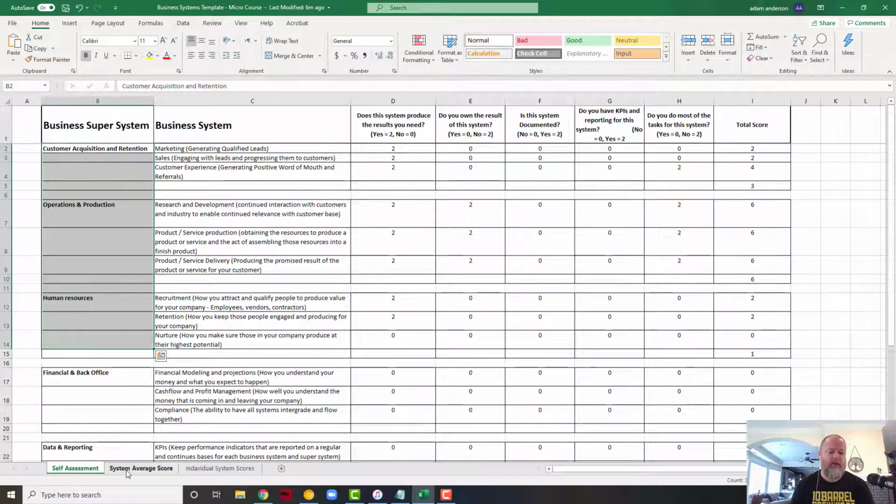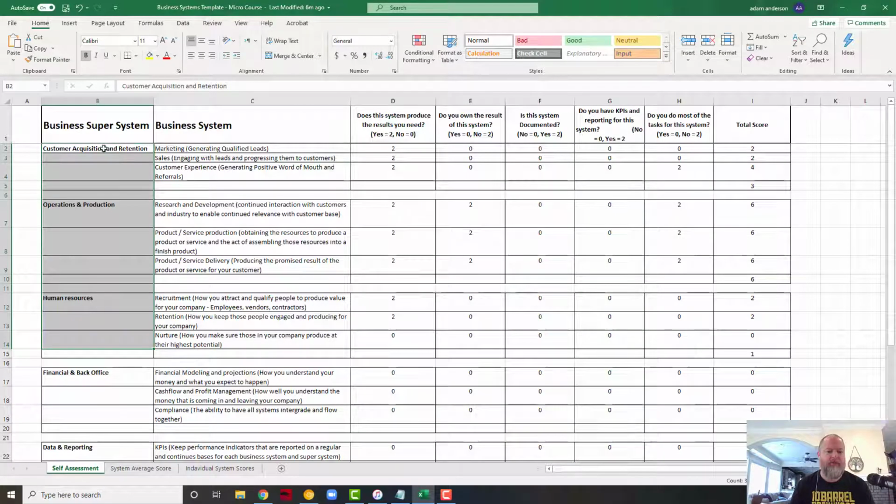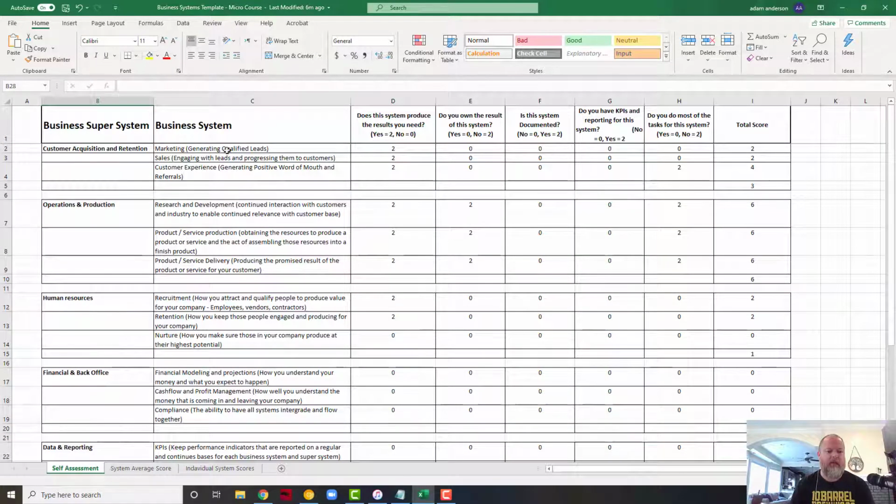The first tab is where you do data entry, and the second 2 tabs is where it breaks down stuff. So I've got this into super systems. These are the 6 core business systems that you are going to be looking at. Then I've got the subsystems that are 3 systems inside of each one of these systems that you're going to do a self-assessment on. And you're going to go through each subsystem.